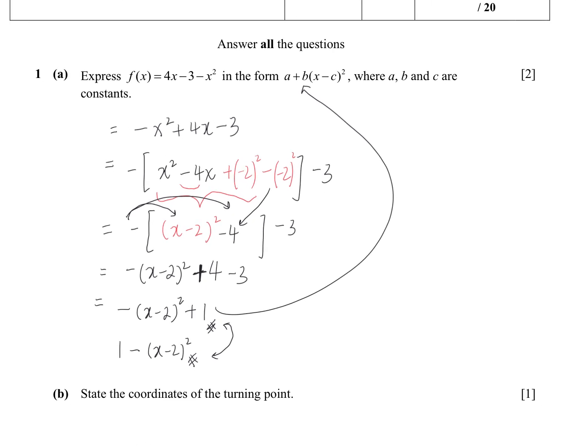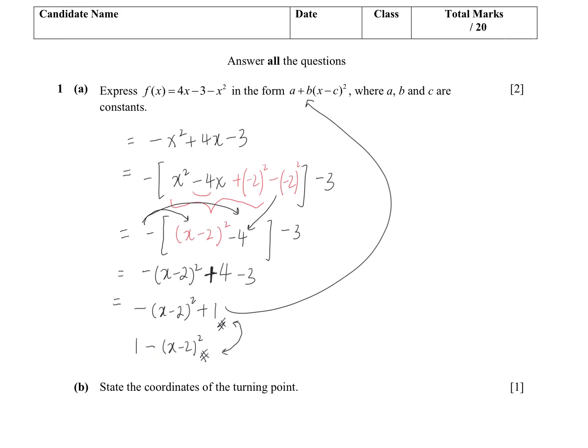So this is the 2 marks. If you can do this first step, knowing that you take out negative 1, you get the method mark. Okay, and then the answer mark is of course getting this.